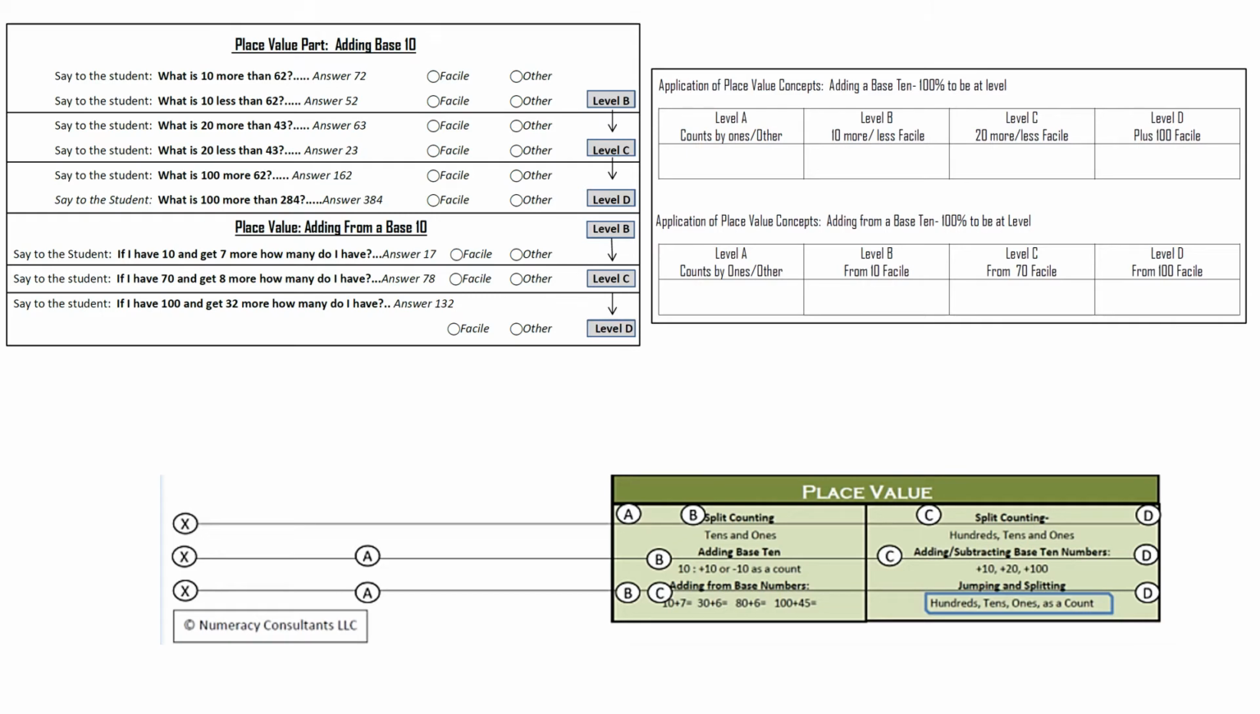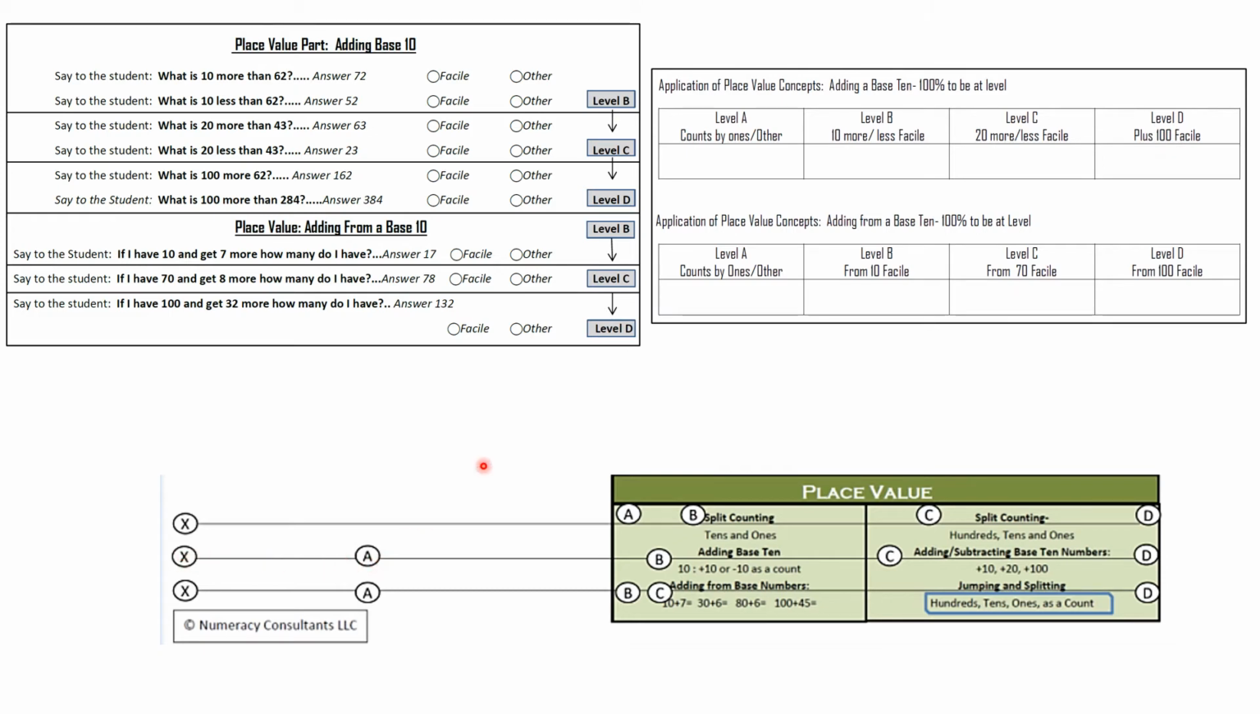Now if you take a look at this one, the way the assessment's set up, you have level B, level C, level D. Level A can't even really be tested. If they just show up and say nothing, they would automatically default to a level A. So let's take a look at the framework here though.